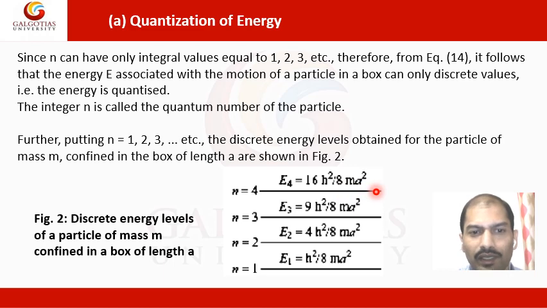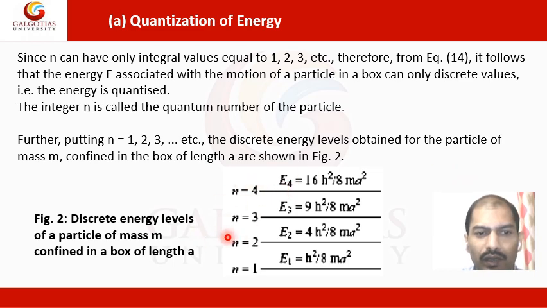So here you can see that by putting the value of n, or you can say the quantum number, the discrete energy levels can be obtained for a one-dimensional box with the help of the Schrodinger wave equation. And similarly, these equations are helpful to see the quantization of energy in case of a two-dimensional box and a three-dimensional box, which we will discuss later.